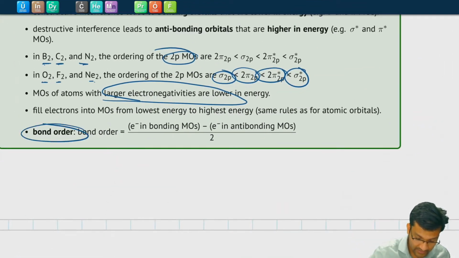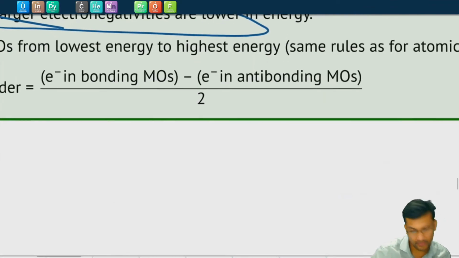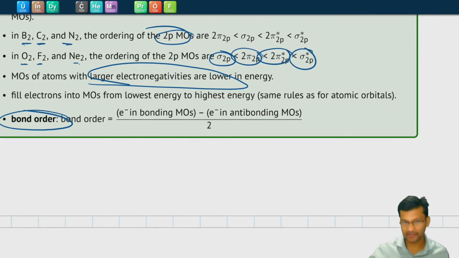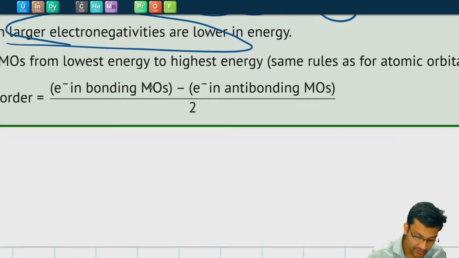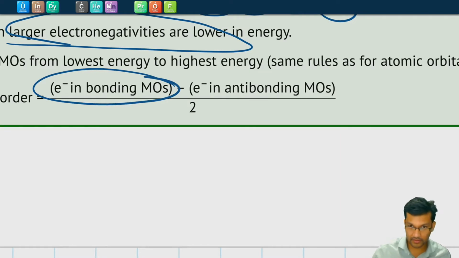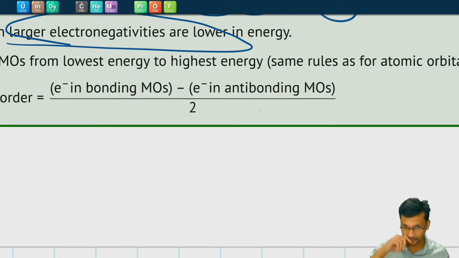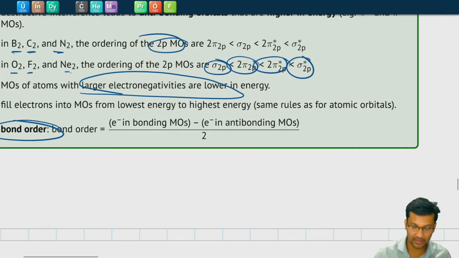And then we'll come back to bond order, but actually let's talk about bond order right now. The bond order is basically counting the number of bonds in a molecule. And to do that, you take all of the electrons in the bonding molecular orbitals, all of the electrons in the antibonding orbitals, subtract them, and divide it by 2. In this way, you can get single bonds, double bonds, but you can even get half of a bond, which is not something you can get with Lewis structures or any of that stuff.